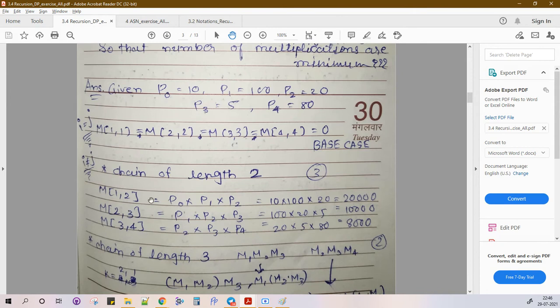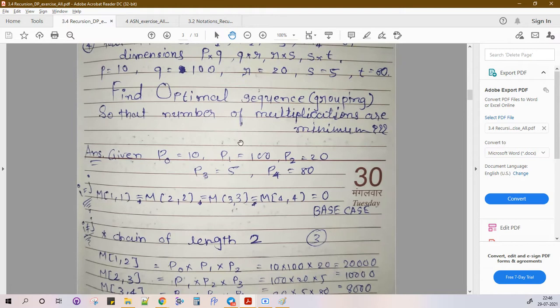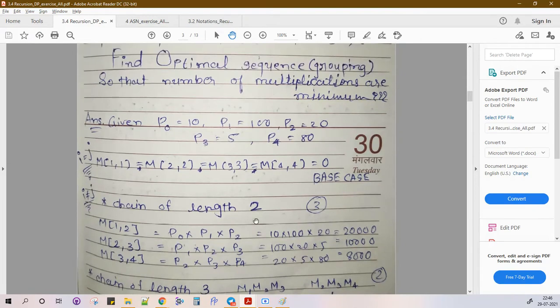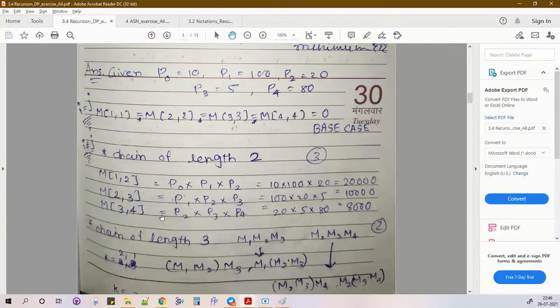So what would be the cost of multiplying M1 and M2? It would be 10 multiplied by 100 multiplied by 20, which is nothing but p0 multiplied by p1 multiplied by p2. Because the size of M1 is 10 cross 100 and the size of M2 is 100 cross 20, the answer would be 20,000. Similarly, what will be the cost of M3M4? I need to multiply M3 by M4, so it would be p2 multiplied by p3 multiplied by p4, where p3 is common in both. So it would be 8,000.